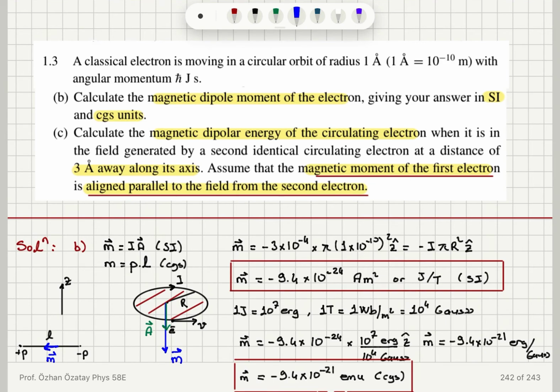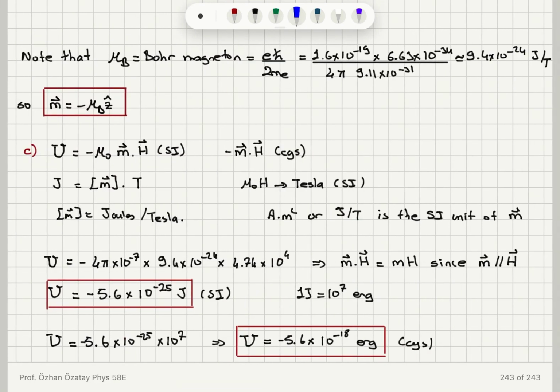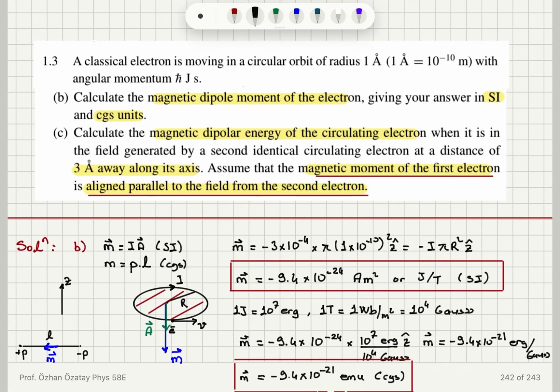And the joules per Tesla comes from the magnetic dipole energy. U is equal to minus mu 0 m dot h. Mu 0 times h has the unit Tesla. Why is that? Because we have the relationship between B, H and M: B equals mu 0 times H plus M in SI units. This is the constitutive relationship. So mu 0 H and mu 0 M both have the unit Tesla. Therefore, we have joules per Tesla as the SI unit of magnetic dipole moment.